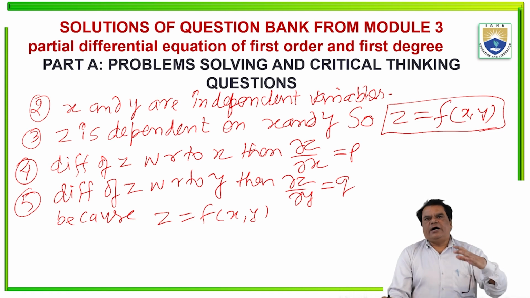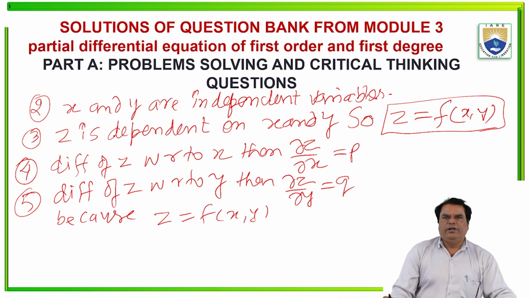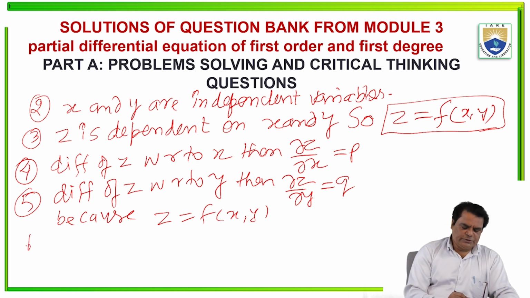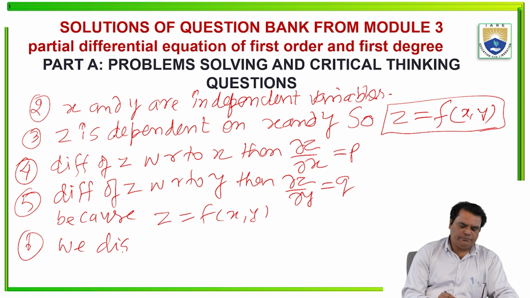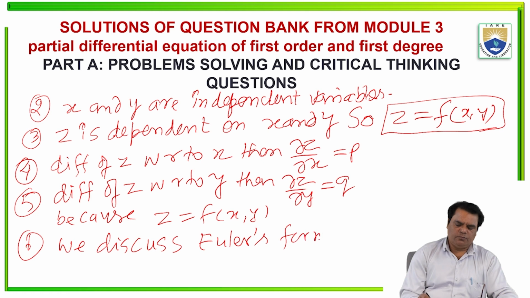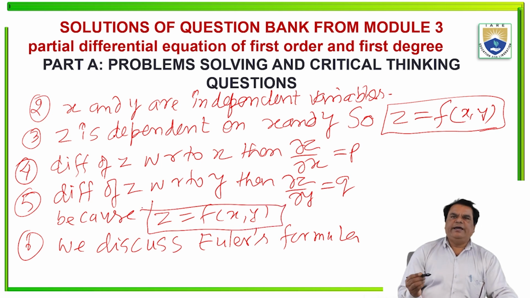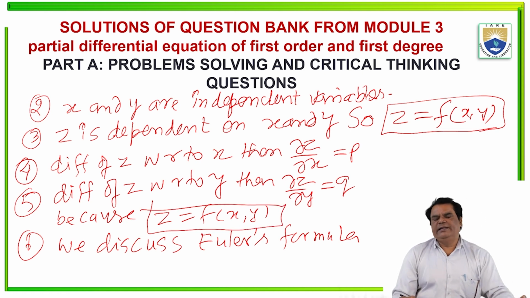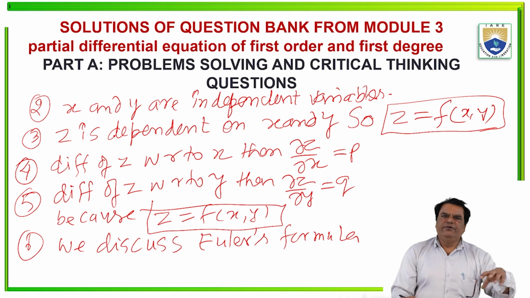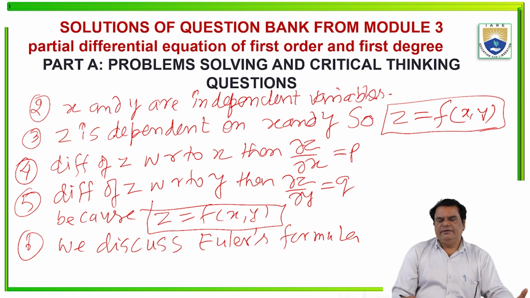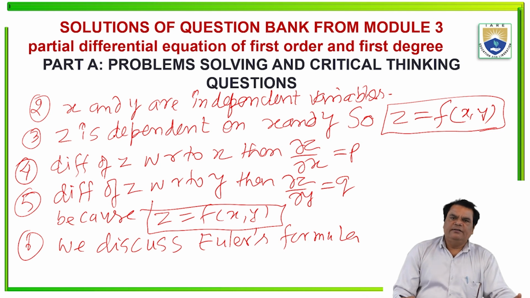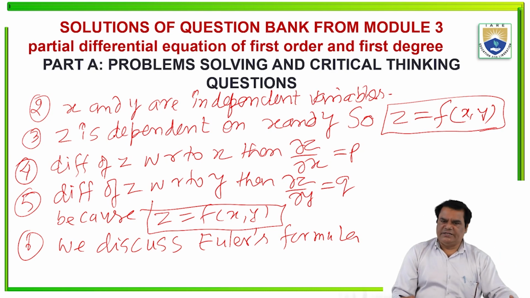Here we discuss a formula known as Euler's formula. The sixth point is Euler's formula. What is Euler's formula? z is a function of x, y. There are two independent variables in the function and z is one dependent variable in the function. So in any function, there can be more than one independent variable and only a single dependent variable. Then we differentiate the dependent variable with respect to the independent variables partially.